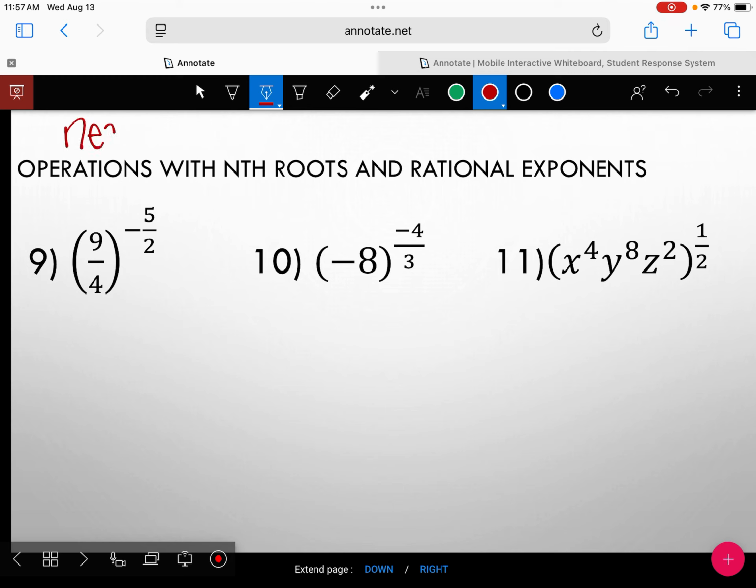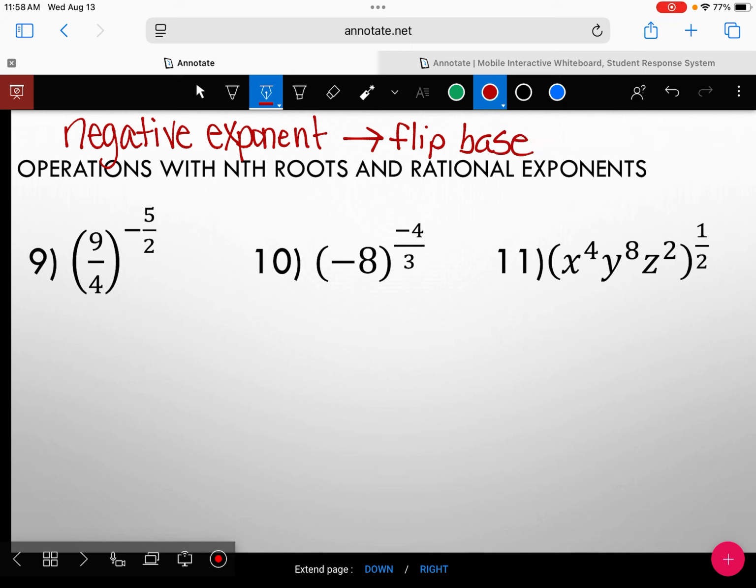Then I'm going to write a little note because you may not remember what to do with a negative exponent because we haven't had that. There's a couple things, but if you just have a negative exponent attached to a base, we just flip the base. So I'll give you a moment to copy that down and then we'll go through it.